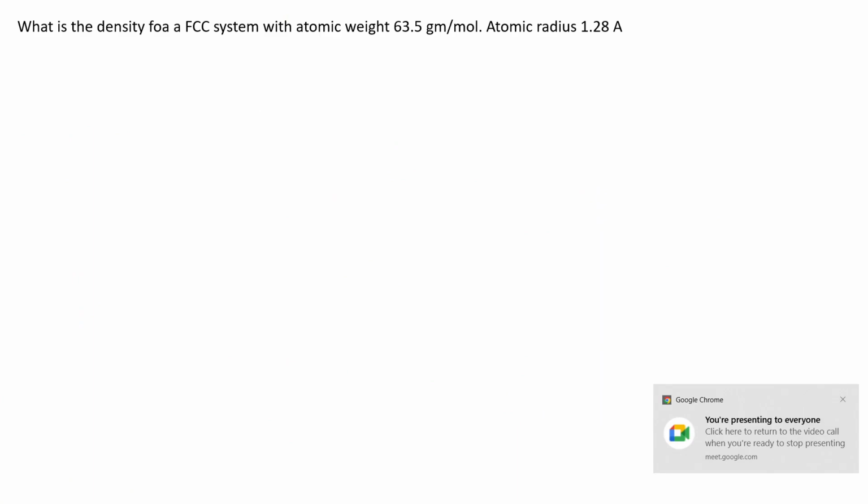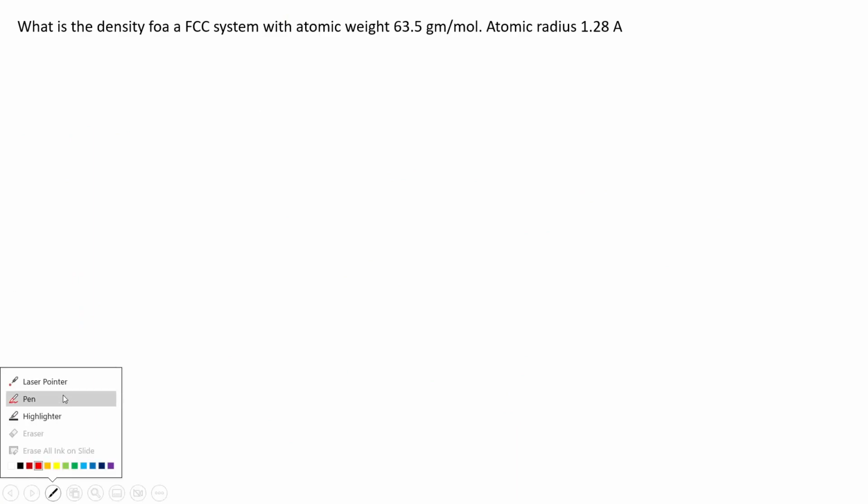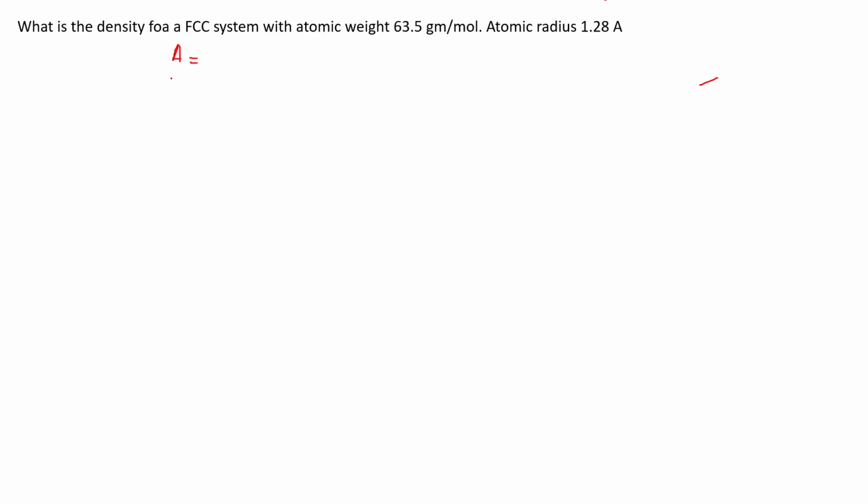Go to the next question. The next question is also similar, with the formula we have used earlier. What is the density for an FCC system with atomic weight 63.5 gram per mole and atomic radius 1.28 angstrom? Okay, so here, what is already given? Atomic weight A is already given and atomic radius R is also given.